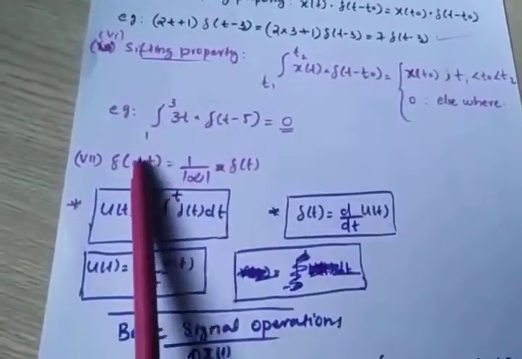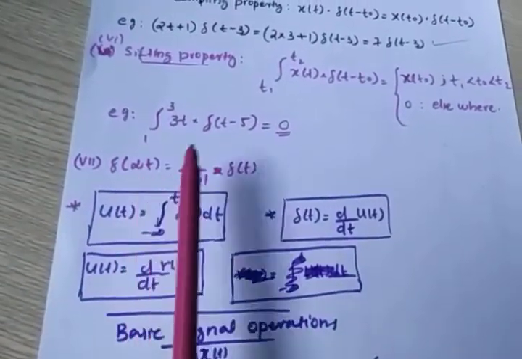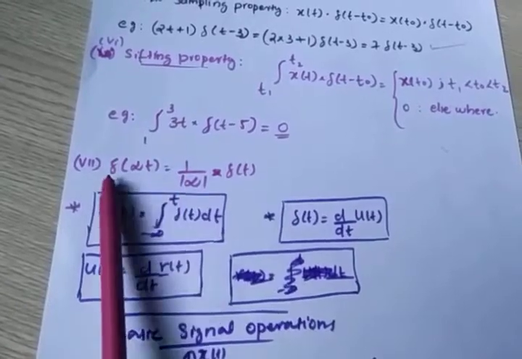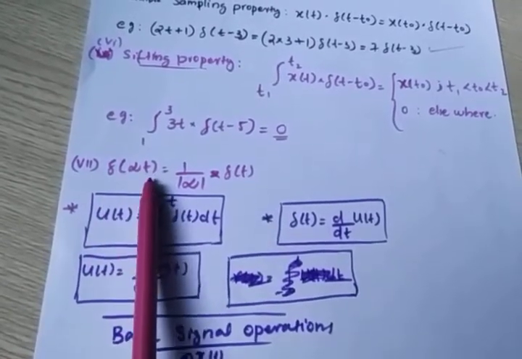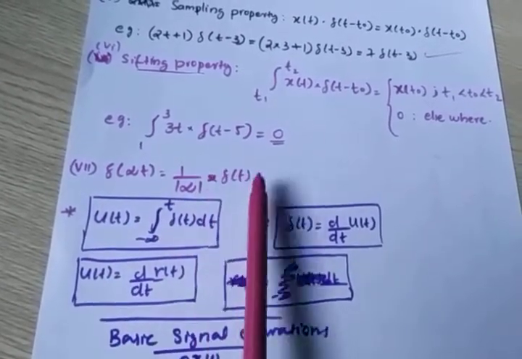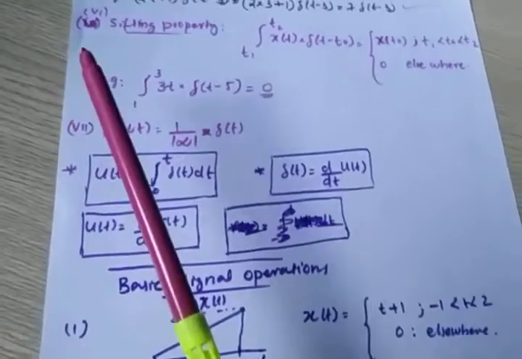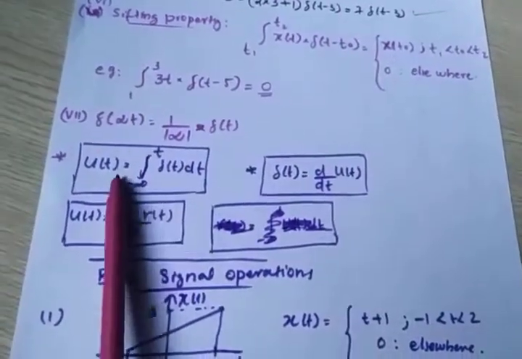Another property is del of alpha t equal to 1 by mod alpha into del of t. Suppose del of 2t, then you can put 1 by 2 into del of t. Both are right. Now u of t, the step function.